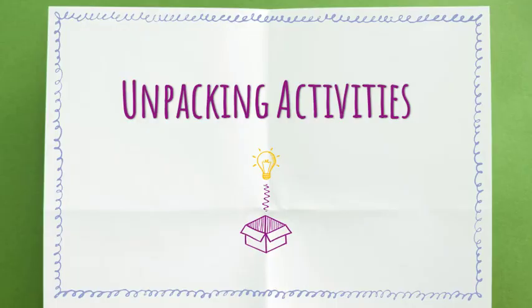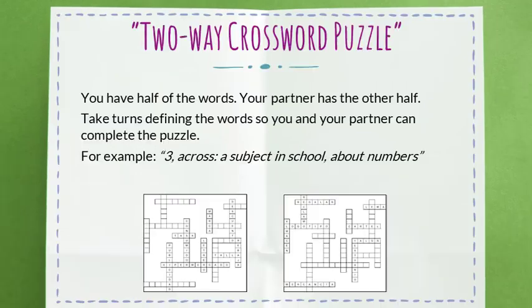The activity we're going to unpack today is two-way crossword puzzles. And unlike a traditional crossword puzzle, which you do by yourself, in a two-way crossword puzzle, the words are divided between the two students. So one person has half of the words and the other person has the other half. Also, the definitions are not provided for the students, but rather the students have to define the words for their partner to understand what the word is.